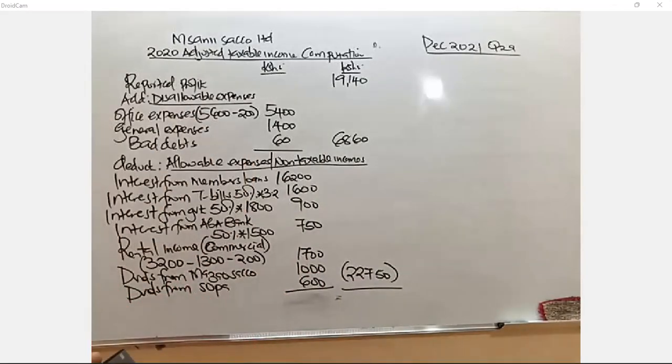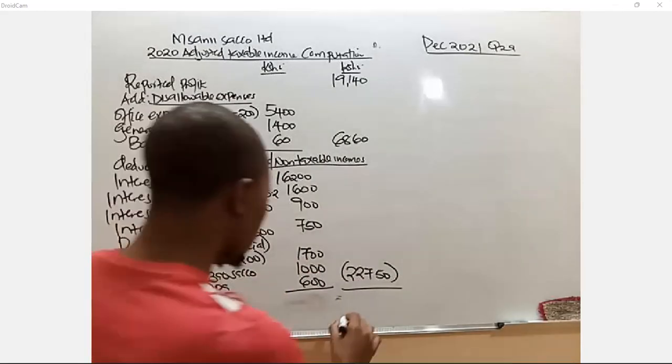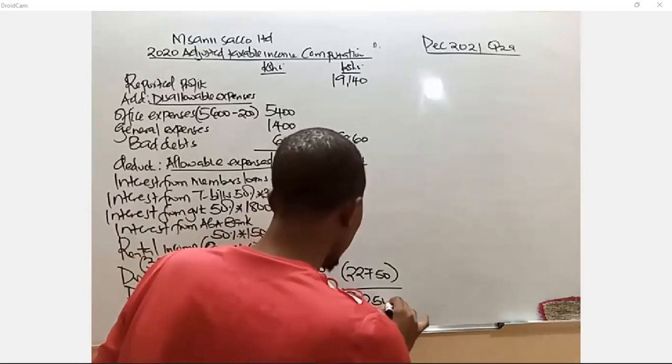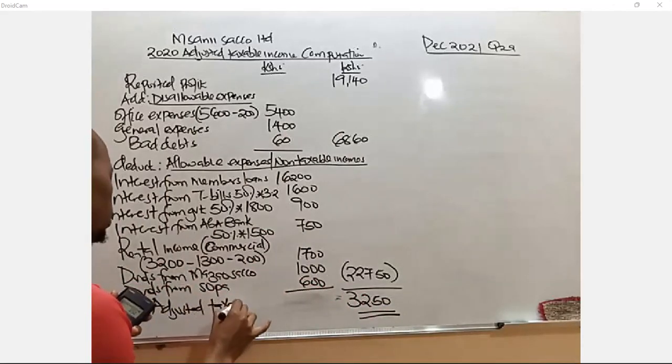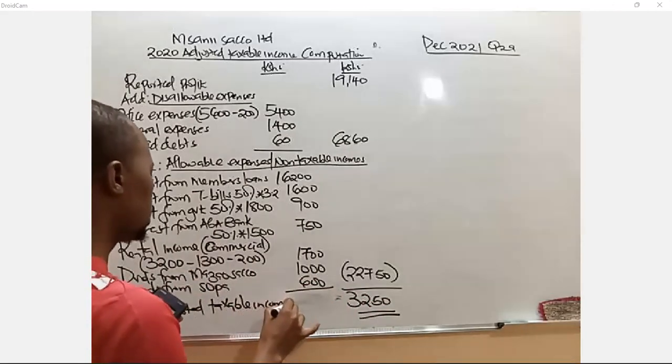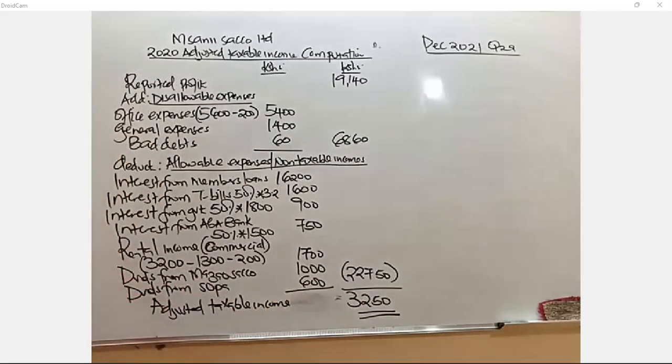So how much is it? So it will be 19,140 plus 6,860. We are getting around 3,250. Talking about adjusted taxable income. Excuse me. Yes. Continue.